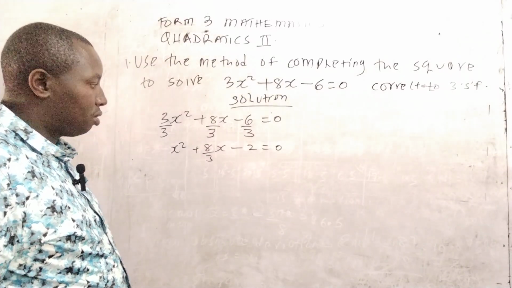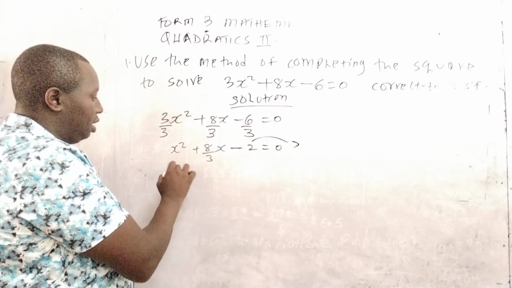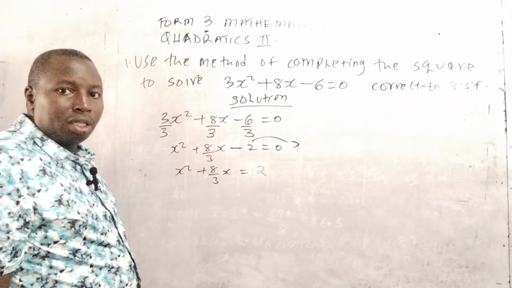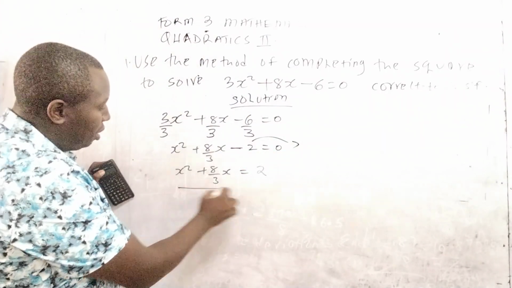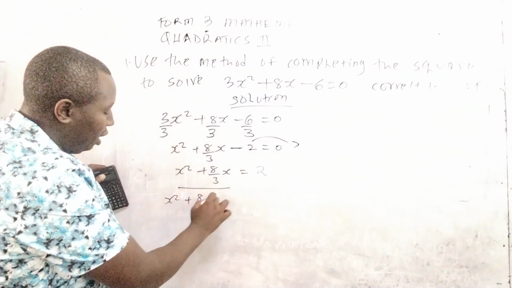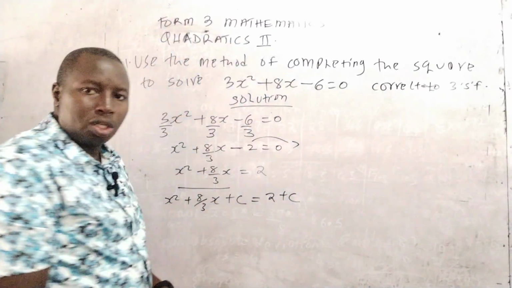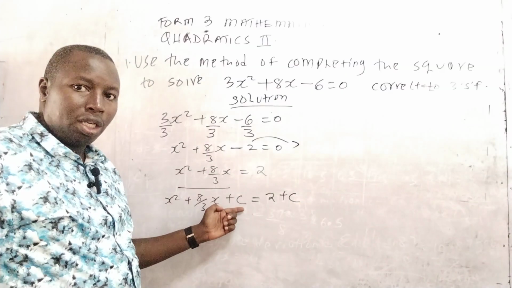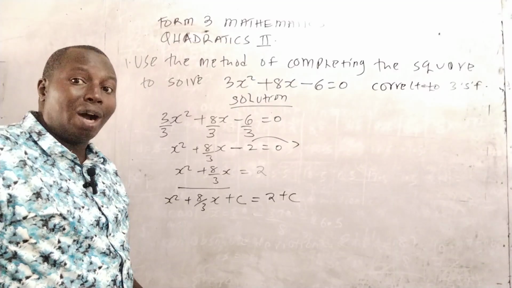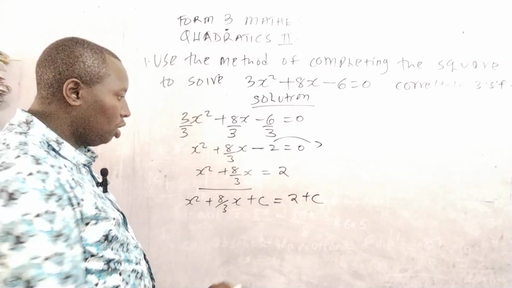That's the second step. The third step, after you divide, is to take this constant to the right hand side. You say x squared plus 8 over 3 x is equal to 2. Now you want to complete this. You identify the missing term: x squared plus 8 over 3 x, the term missing is c. The c that you get here, you add it on the other side as well. So on the right hand side, you also add c.